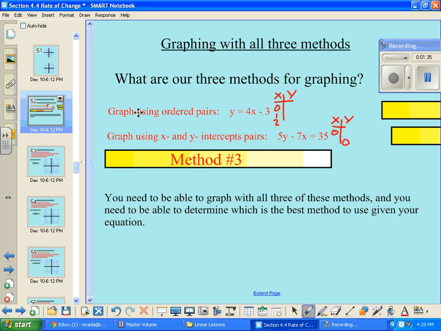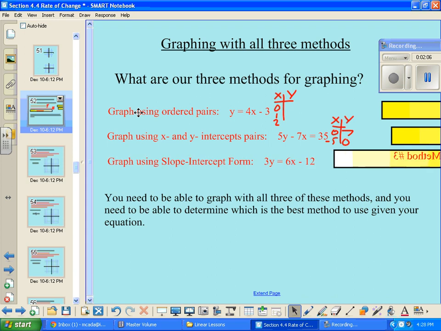Like for this particular example, if I put in 0 for x, again it would cross off the x term because when I put 0 in, it essentially cancels that part out. 35 divided by 5 just gives me 7, so my y-intercept would have been the point 0, 7. Up on the y-axis, 7 spots. If I put in 0 for y, it would have canceled out this first term. 35 divided by negative 7 gives me negative 5, so I would go left 5 on the x-axis, and there would be my x-intercept. And using those 2 points, I can make the graph. So there was method number two that we learned.